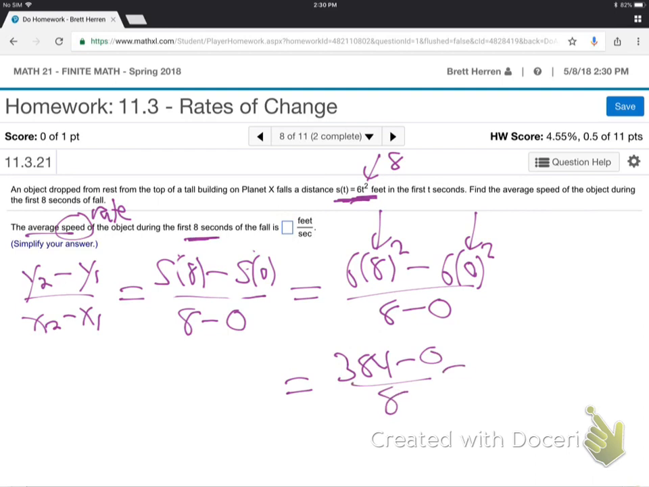384 minus 0 over 8. So it's 384 over 8, huh? 48. 48 what? I had my old physics teacher, Mr.